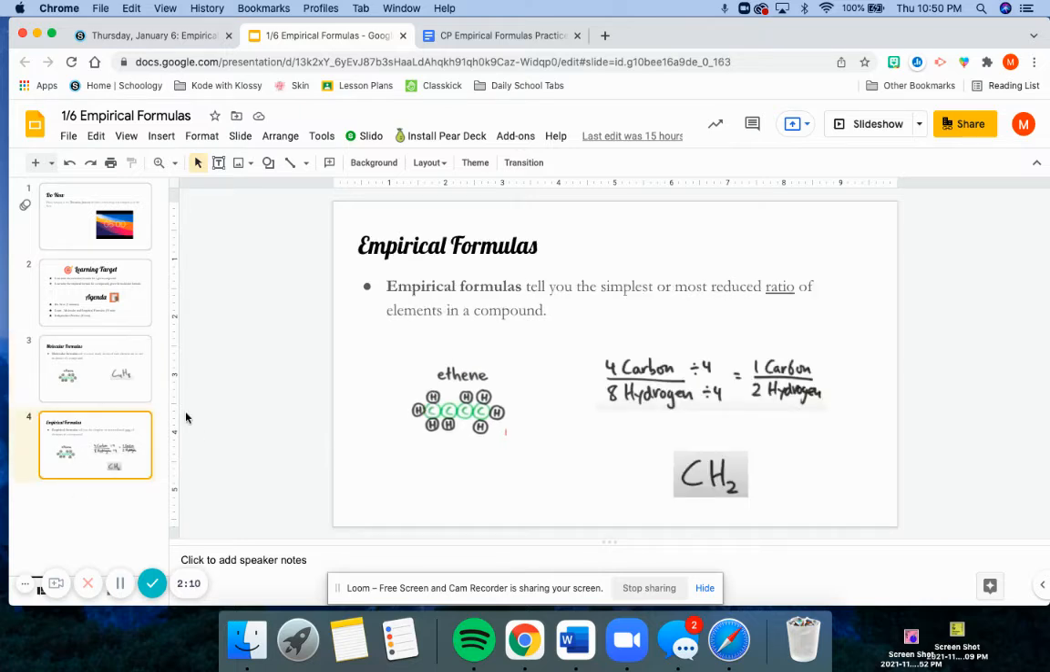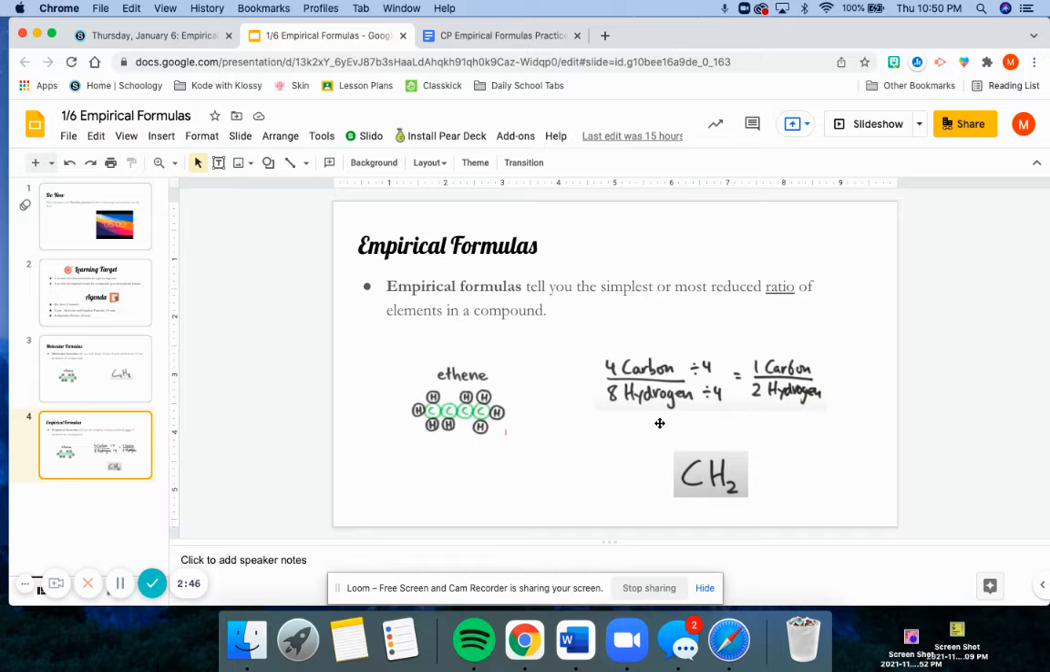An empirical formula is slightly different. This type of formula will tell you the simplest or most reduced ratio of elements in a compound. So once I found that the molecular formula for ethene was C4H8, I'm going to actually write out the ratio of different elements in that compound. So for every molecule, I'm going to have 4 carbon atoms and 8 hydrogen atoms. And so 4 to 8 is actually my ratio of carbon to hydrogen within this molecule.